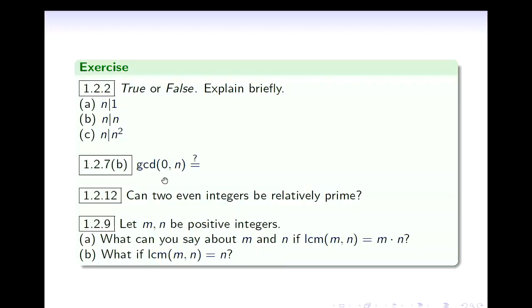It is n, yes. It's not undefined, it is n, because every number is a divisor of 0, and not every number is a divisor of n, but the largest divisor of n would be n. So what if n equals 0? That is correct, it would not be defined. The greatest common divisor of 0 and 0, we have said, is not defined, so the greatest common divisor of 0 and n would be n in all cases where n is not 0.